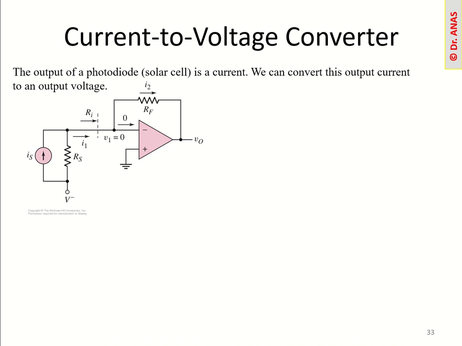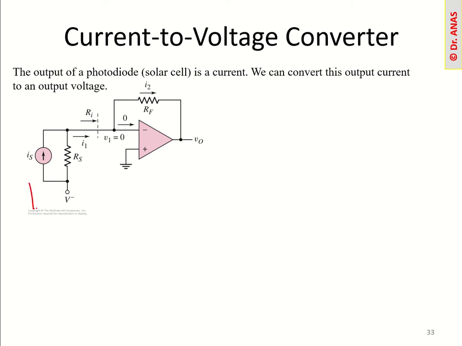Typically when we talk about photodiodes or solar cells, solar panels, the output of the solar panel is basically current. When you want to charge the battery, that current will go to the load and charge the battery. If you want to convert that current to voltage for handling in the circuits, we can use the op amp for that.